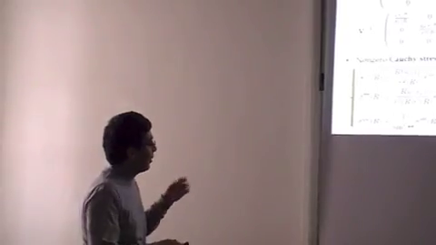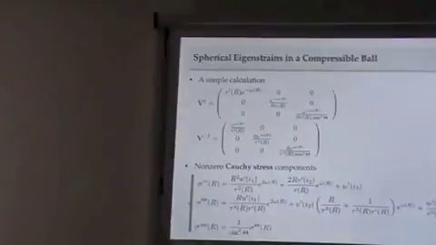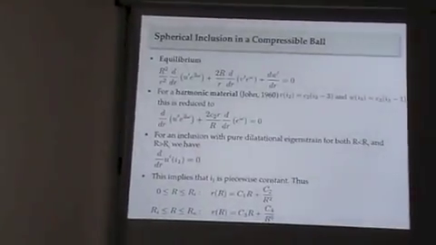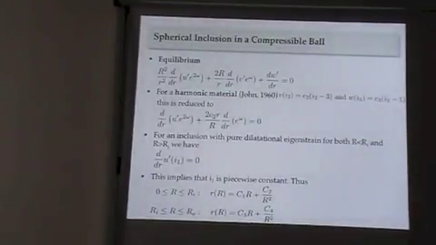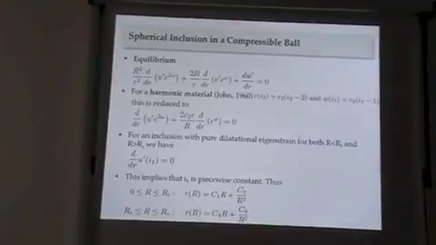Cauchy stress has a representation like this, the only non-zero components. Now you look at equilibrium, it looks very similar to what Carroll wrote. Now I'm going to look at 3 examples, materials of type 1, 2, and 3 according to Carroll.